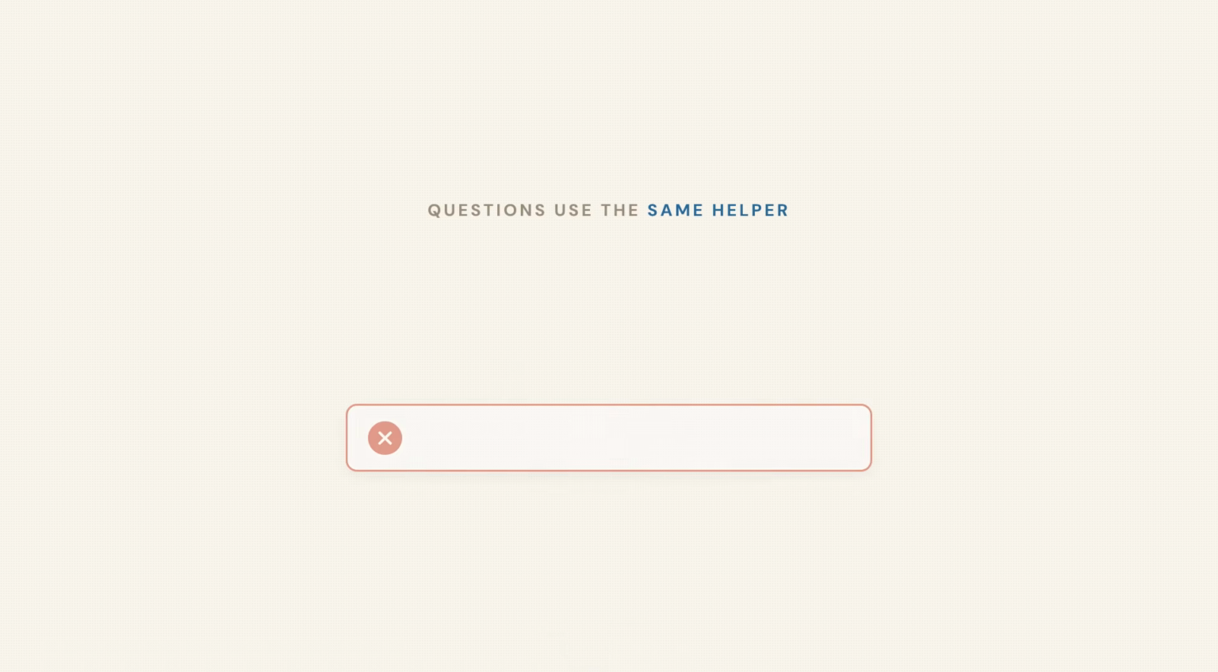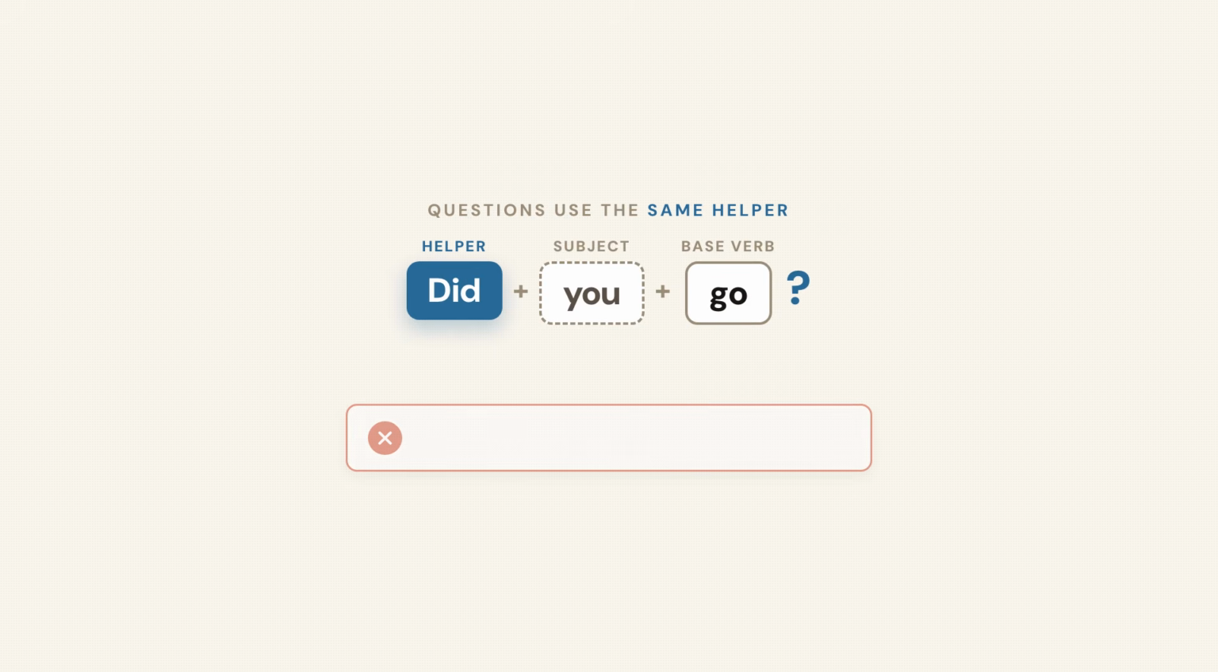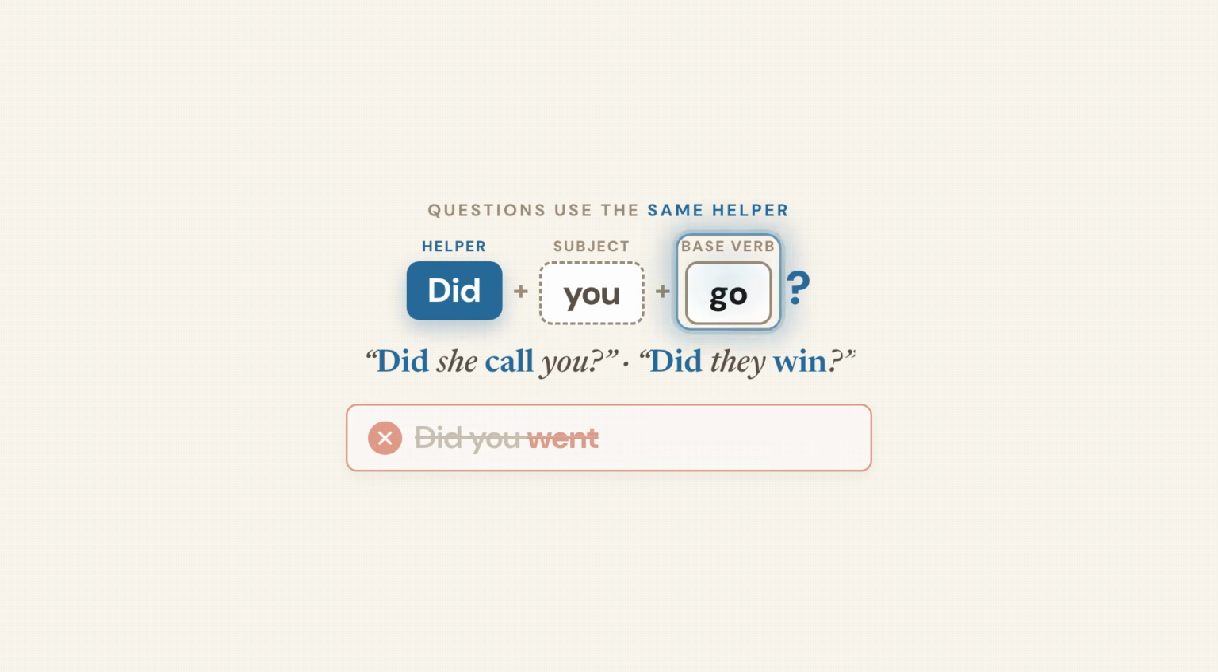Questions work in exactly the same way. Same helper, same rule. To ask about the past, you start with did, then the subject, then the base verb. Did you go to the party? Not did you went. Did she call you? Did they win? Same reason as before. Did is carrying the past, so the main verb stays in its base form.